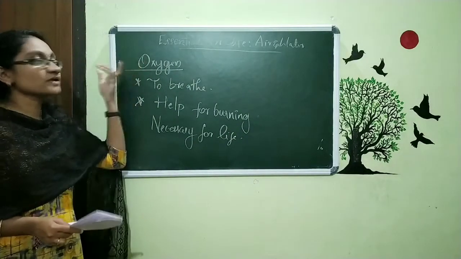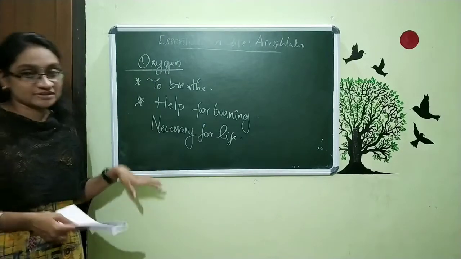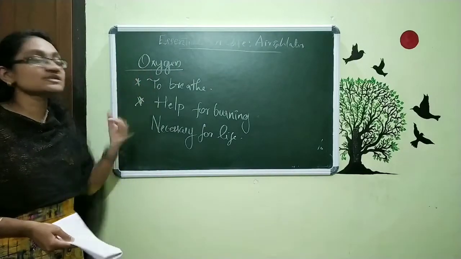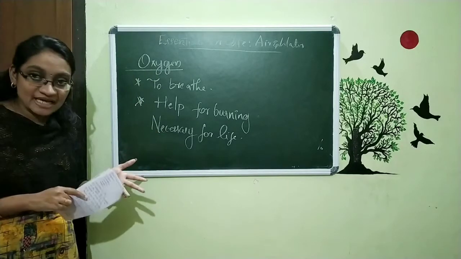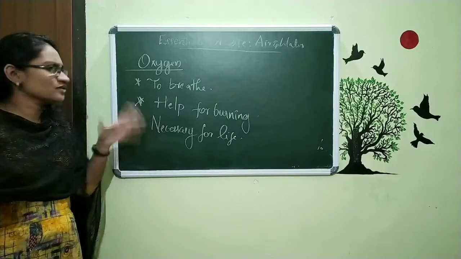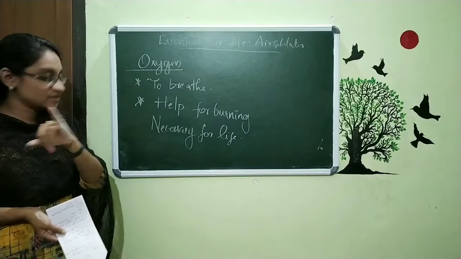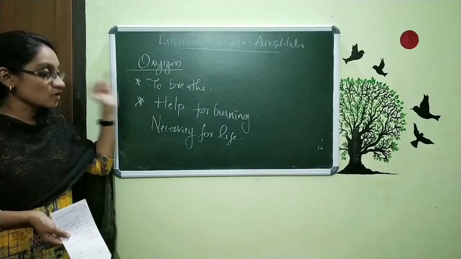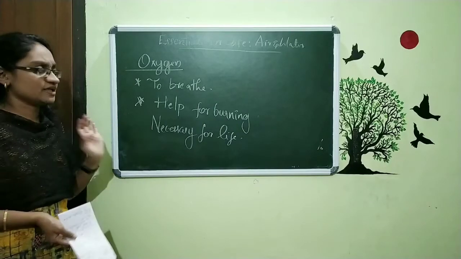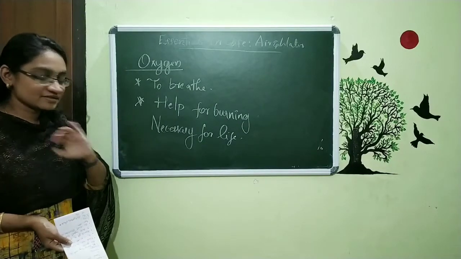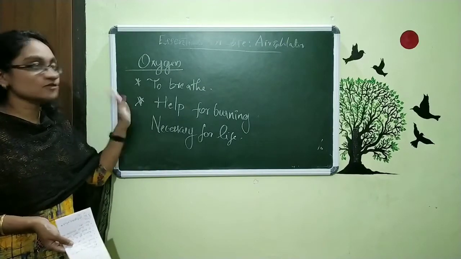So within the topic of oxygen, we are talking about why oxygen is very important. What are the uses? We are using oxygen to breathe. For animals, for plants, everything needs oxygen. That is the first point, to breathe. And the next point is that oxygen helps for burning. If there is no oxygen, nothing will burn and no fire will occur. So that's the usage of oxygen.